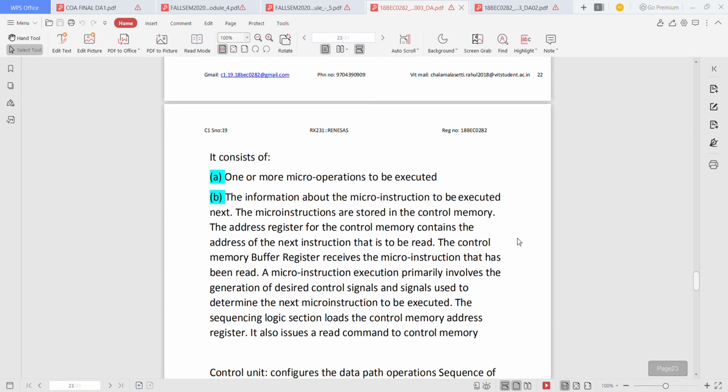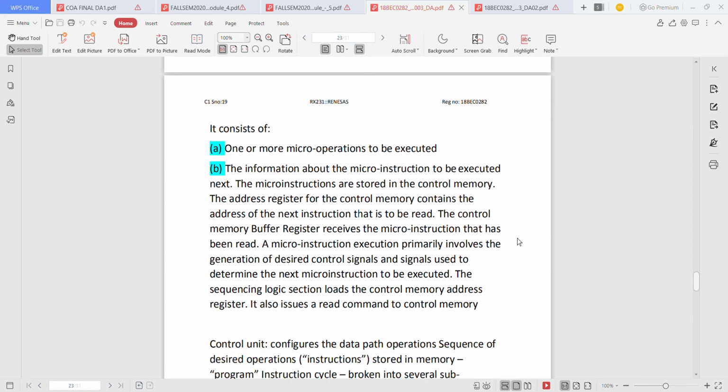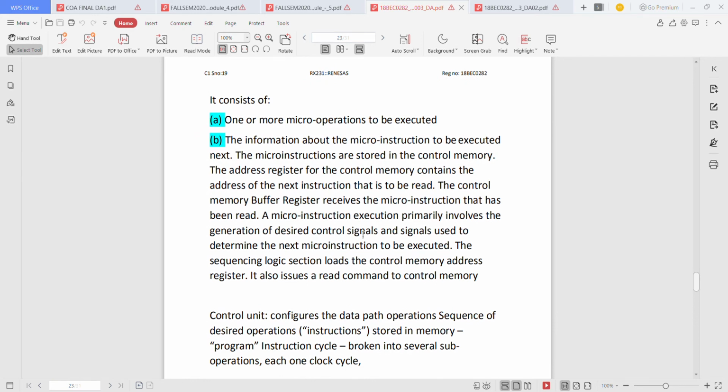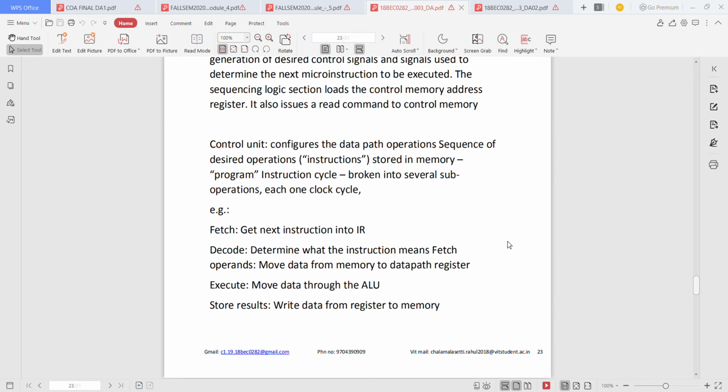And the next thing is that it consists of one or more micro operations to be executed, and information about the micro instruction to be executed next, and so on. Micro instruction execution primarily involves the generation of desired control signals and signals used to command the next micro instruction to be executed. It also issues a read command to the control unit. The control unit configures the data path operation sequence of desired operations stored in memory. The program instruction cycle is broken into several sub operations, each one clock cycle.